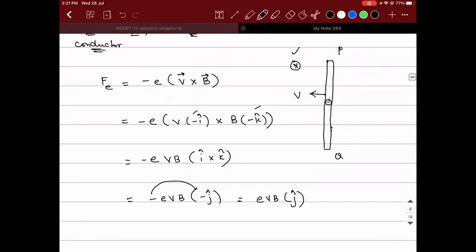Means all these electrons will experience a force like this and they will start getting concentrated at the top end of the conductor, as a result of which there is more amount of negative charge that is getting accumulated at point P and leaving the point Q to be positive. Is it clear? So this is another way to find. We got the same logic, right? Whether you use Lenz's law or this thing, it is giving you the same logic. So that is why the end Q is positive and the end P is negative.